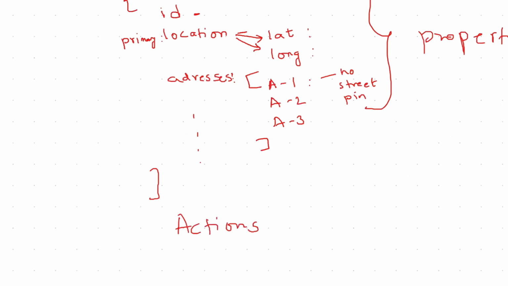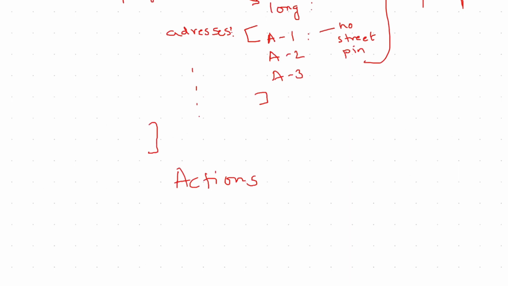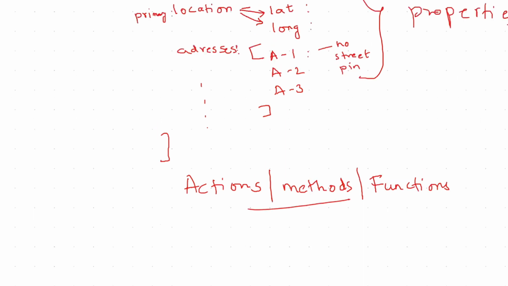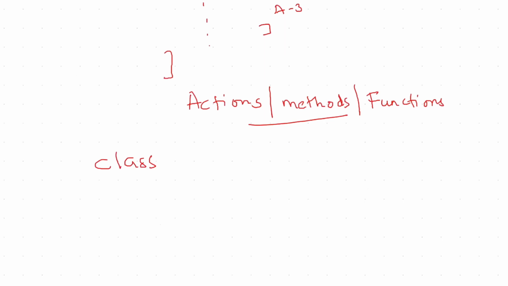This person can perform some actions. You can call them actions, or methods or functions. So your class can be having two things. One is props or properties, and the other thing is functions.